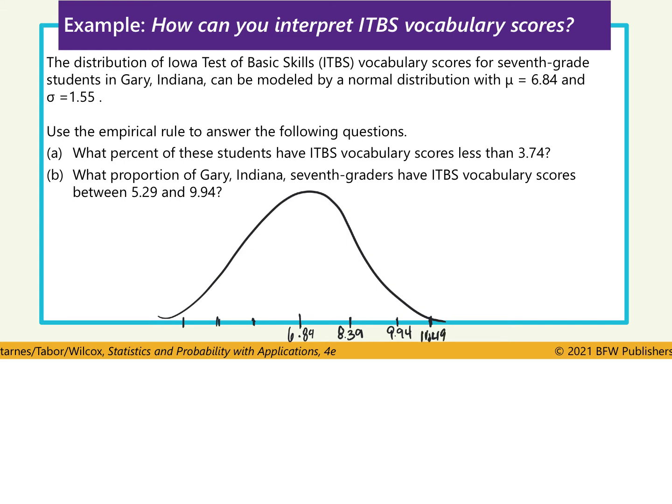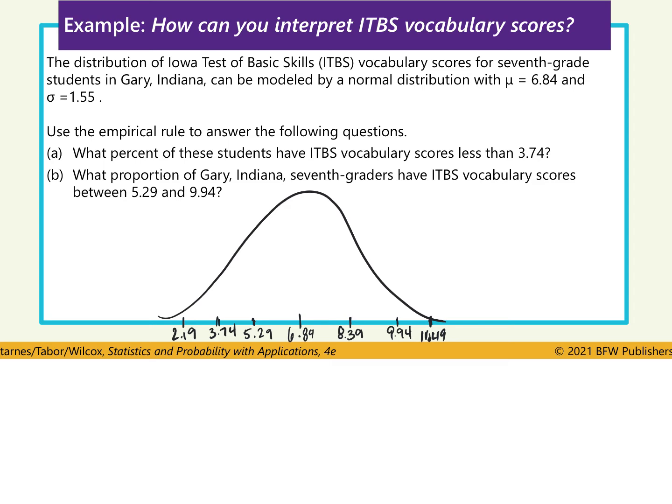And then we'll subtract: 6.84 minus 1.55. We did this on the homework in the last section, right? Minus 1.55. 3.74 minus 1.55 is 2.19.